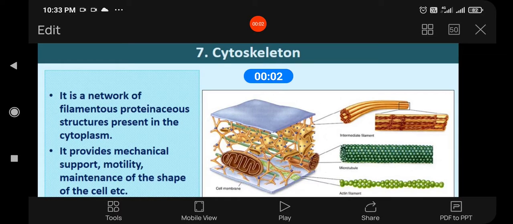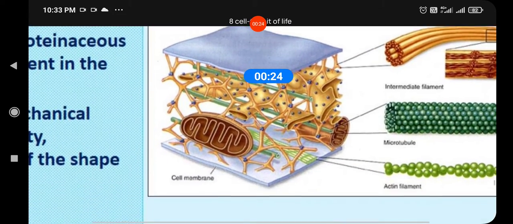Dear students, we are going to start with the last topic, that is the cytoskeleton. As the name indicates, cyto plus skeleton. So it is the structure which is forming a skeleton within the cell. So they are a network of filamentous proteinaceous structures which are present in the cytoplasm. You can see the structure of the cell over here.